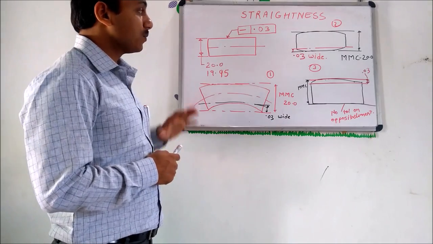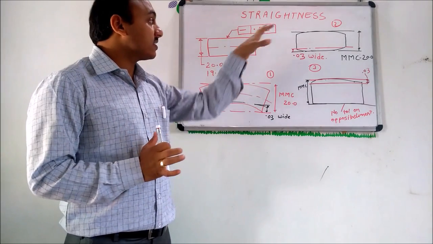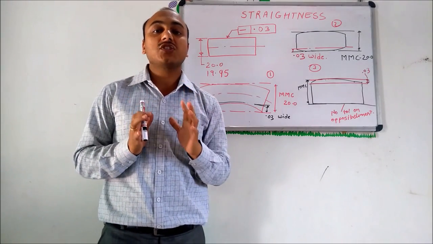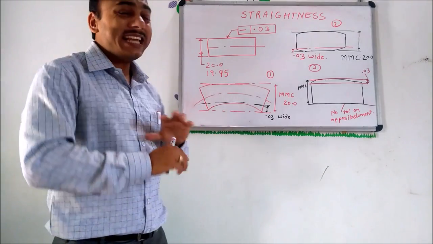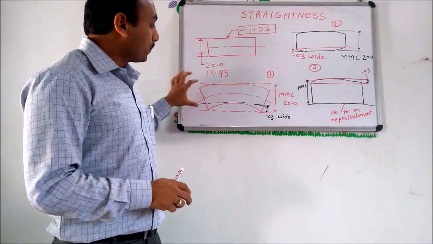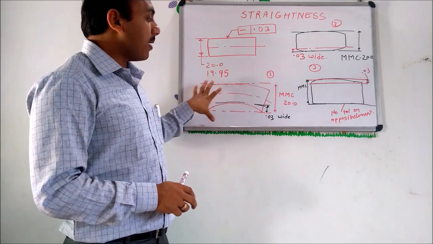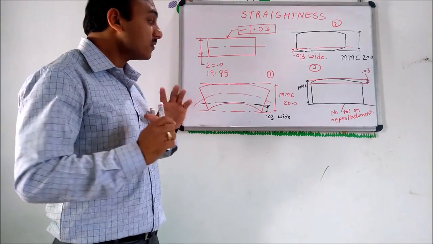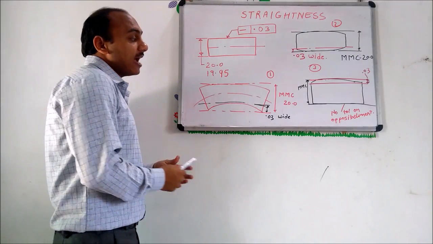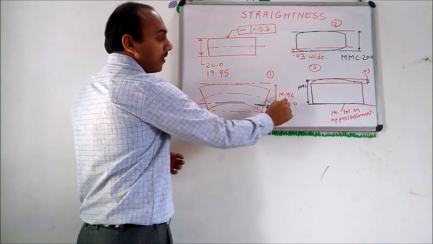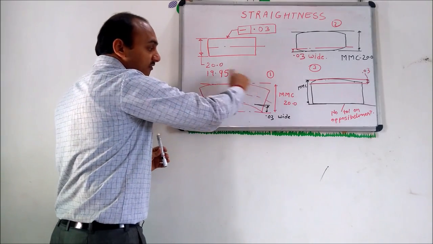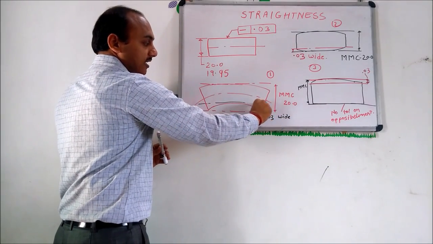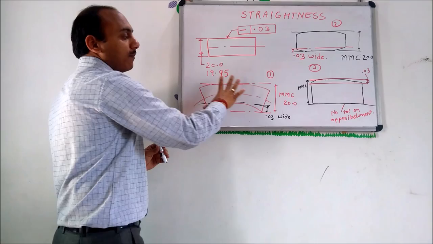What does it mean? In this case, as the geometric tolerance is applied on the edge, the limit of size must be respected. Like in any scenario, the envelope should be MMC 20. Any dimension should not go beyond 20 mm or inch. So what does it mean? It means we have to establish an envelope of MMC 20, and then any form variation should lie within a 0.03 wide range. So it is lying within 0.03, so the component will be okay.